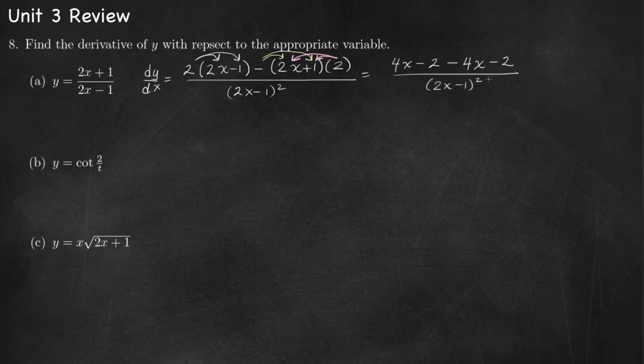Over bottom squared. 4x minus 4x is 0. Negative 2 minus 2 is negative 4. So my final answer, negative 4 over 2x minus 1 squared.